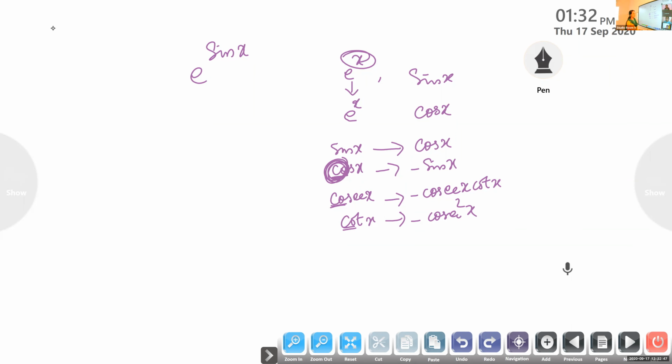What is the derivative of cot x? Minus cosec x cot x. Sorry, the derivative of cot x is minus cosec square x, isn't it? What is the derivative of cosec x? Minus cosec x cot x. Look at the formula. Is it correct?